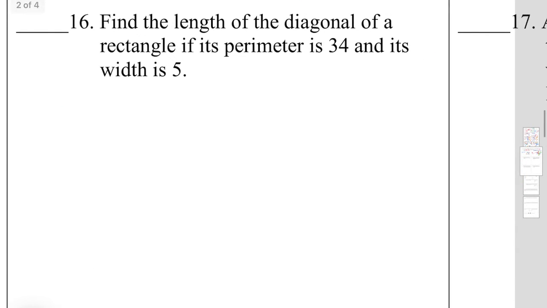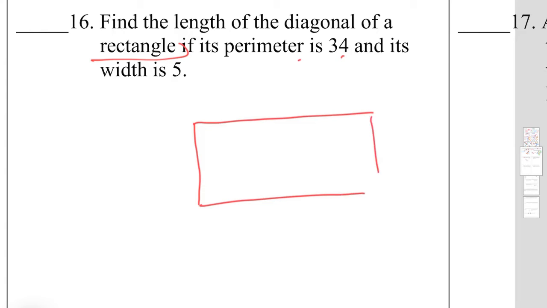Moving on to 16, it says find the length of the diagonal of a rectangle if the perimeter is 34 and its width is 5. Alright, so let's think about it. So first thing I'm going to do is draw my beautiful rectangle along with the diagonal.